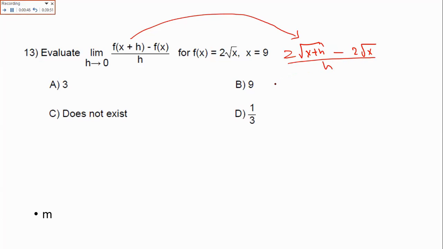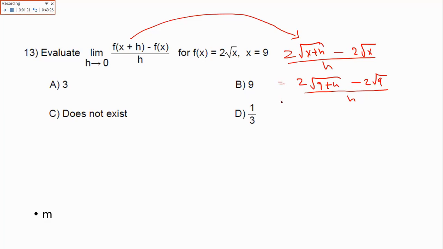Everybody sees what I'm doing? Yes, Doctor. Is it clear? Clear. Okay. So we have x equal to 9. So we're going to say that this is equal to 2 square root of 9 plus h, minus 2 square root of 9, over h. We want to do this for h goes to 0.